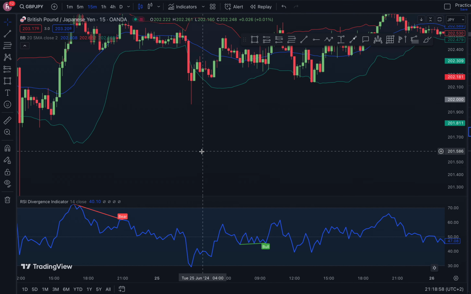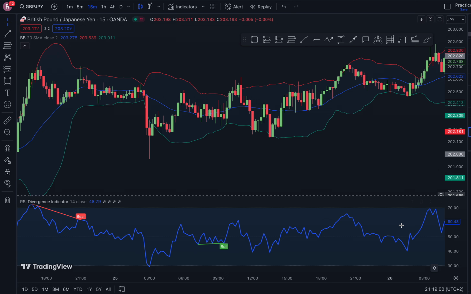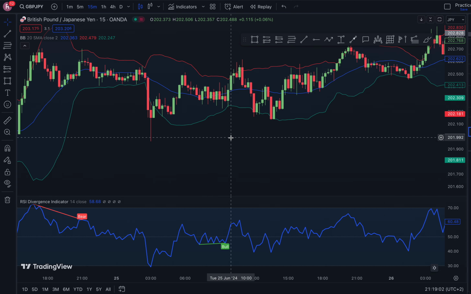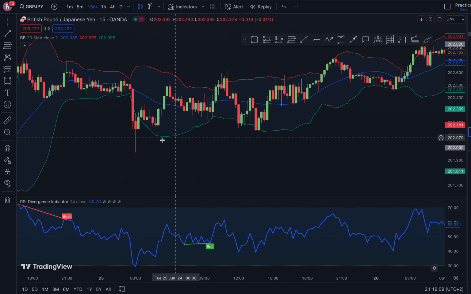Try it out. It's similar when you're taking buys. Obviously, when you're taking buys, you want to look for the price to break the Bollinger Bands at the bottom here.